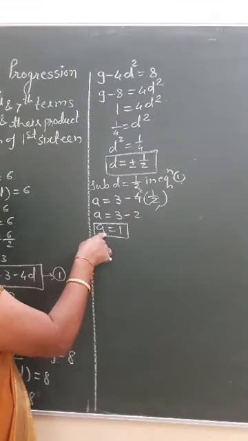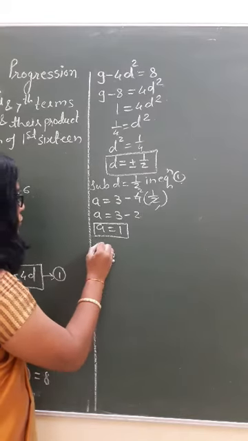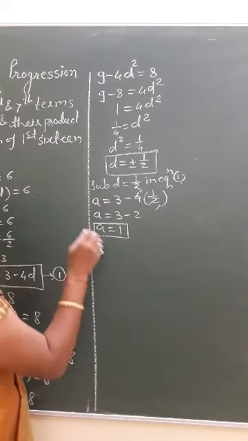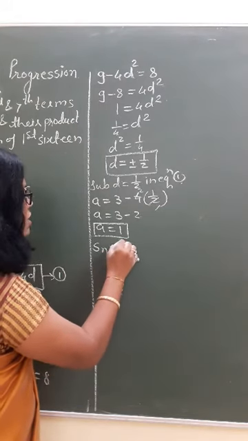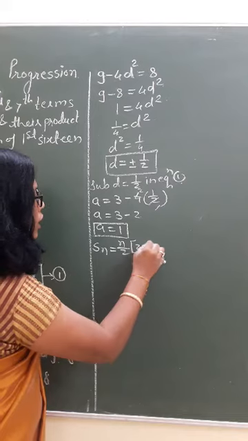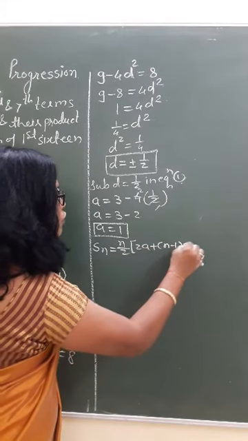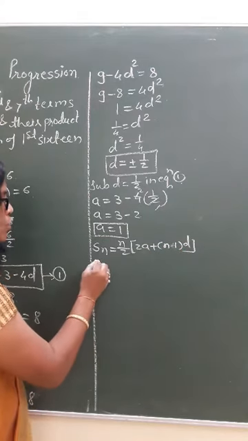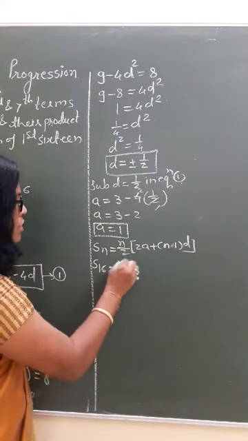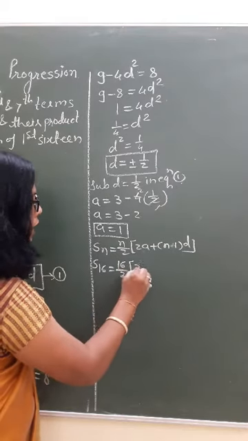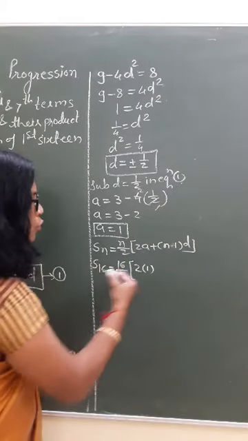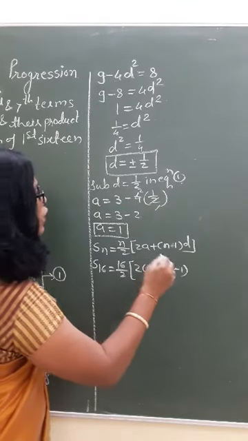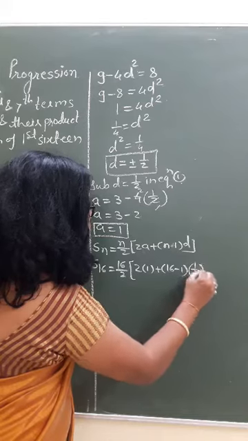When D is equal to 1 by 2, A is equal to 1, can we find S16? They have said we have to find the first 16 terms of an AP, that is Sn is equal to n by 2. Which formula will we use? This one, because we know A, D and N. S16 is equal to 16 divided by 2 in the bracket, 2 into the first term 1, plus 16 minus 1, and the value of D is 1 by 2, which we have used.